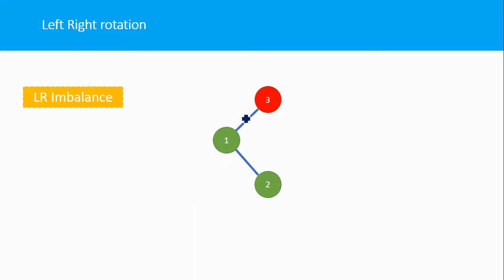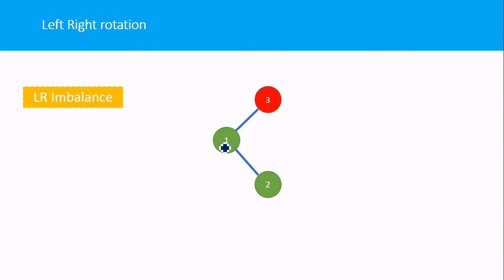So this kind of imbalance is called LR imbalance, because the imbalance occurred due to insertion of a node in the right subtree of its left child. When an LR imbalance occurs, what we will do is a left rotation here, and then perform a right rotation here. I will show you how it is.